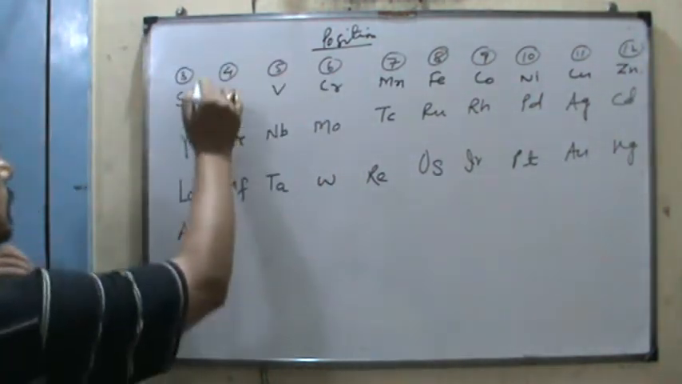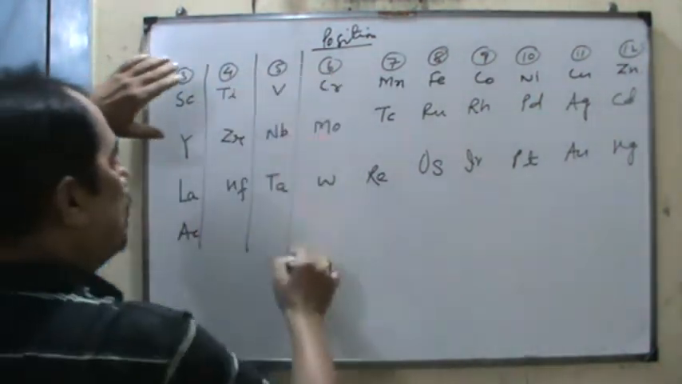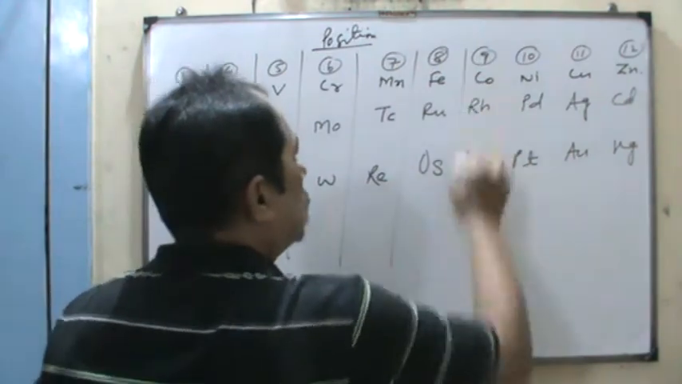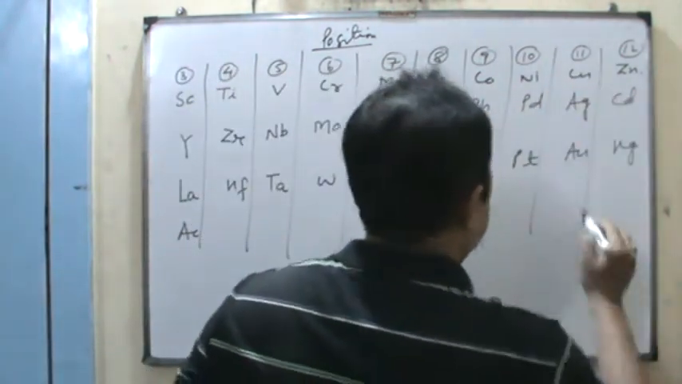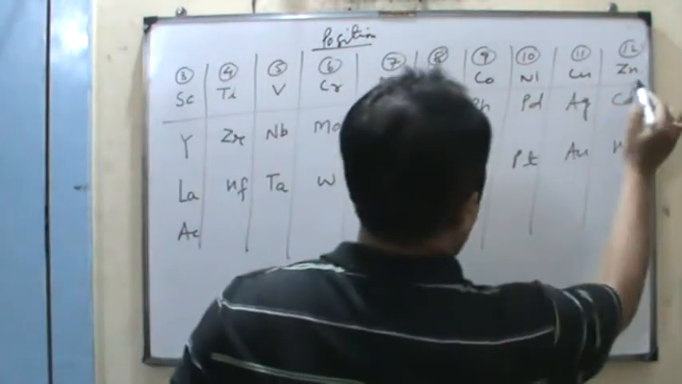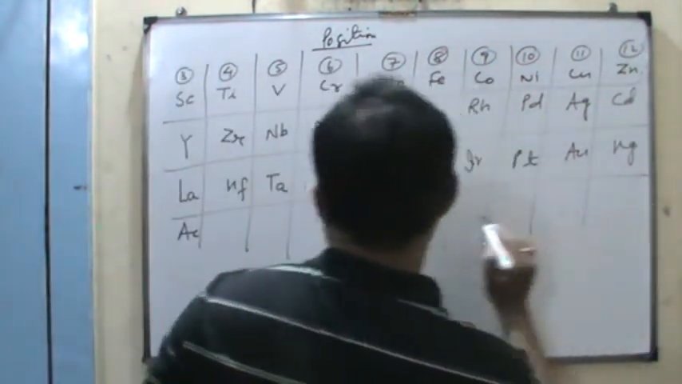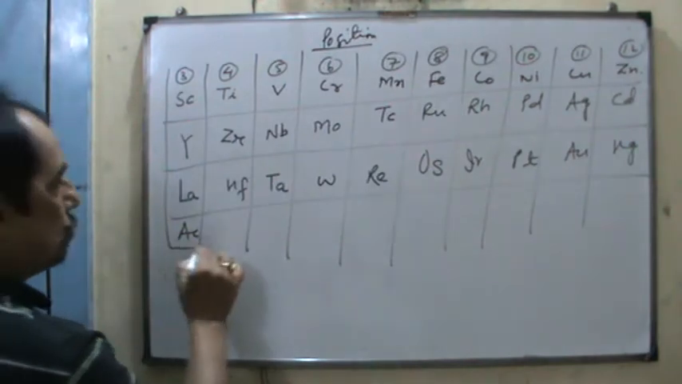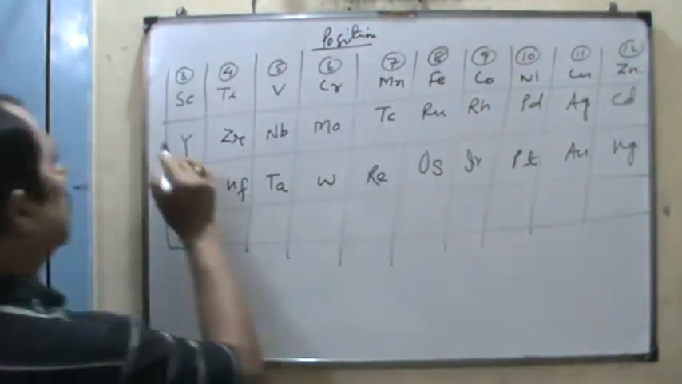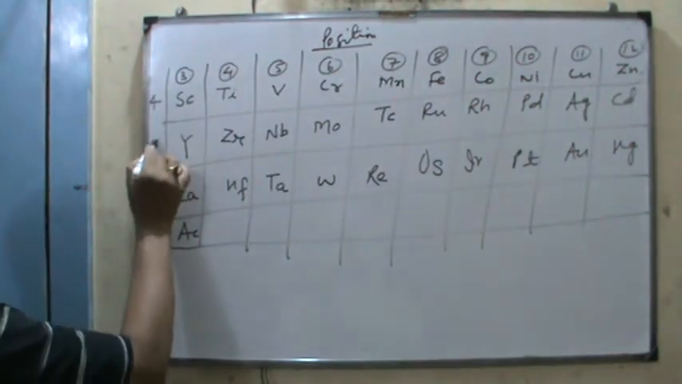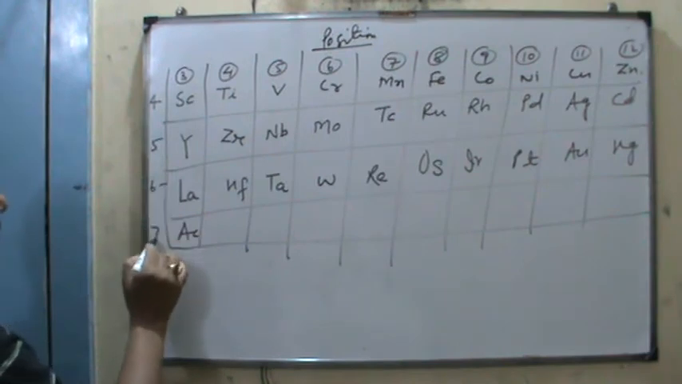Dear students, here you classify as per the vertical columns, right? And I am going to ask you the group number, so just think before answering. These are the members of the 4th, 5th, 6th and 7th periods.